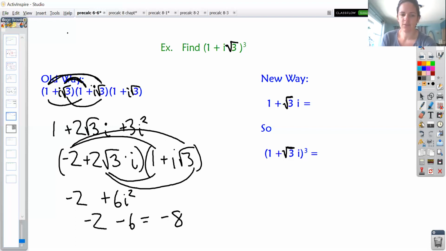So it turns out that when you cube that complex number, you actually get a real number, which is kind of cool, that you get -8.